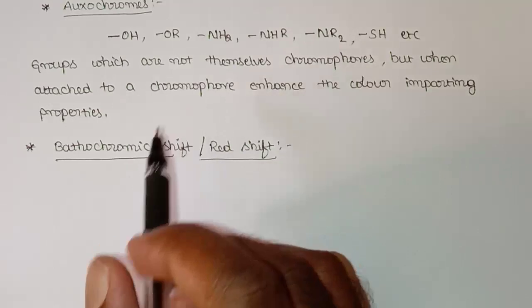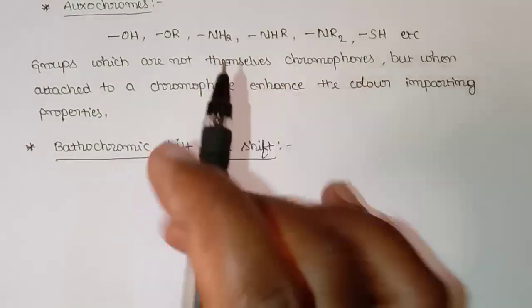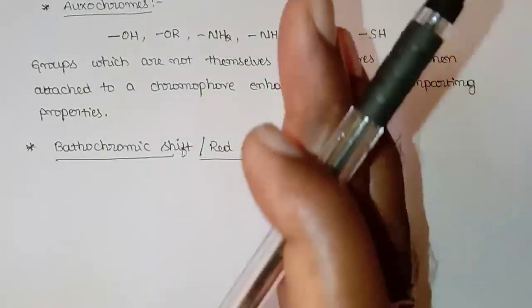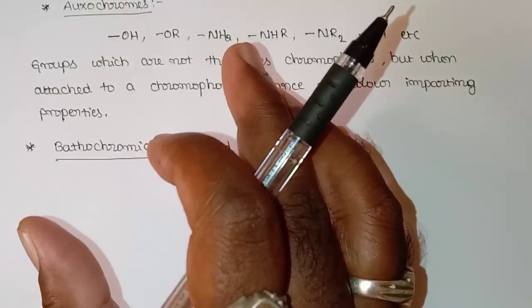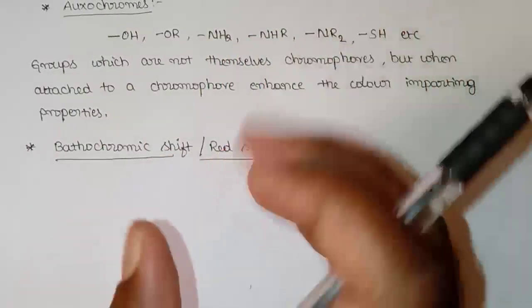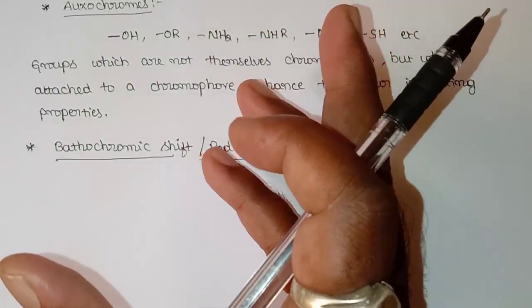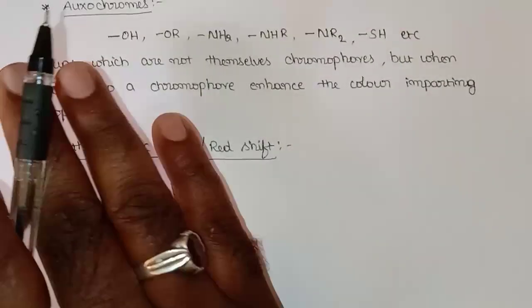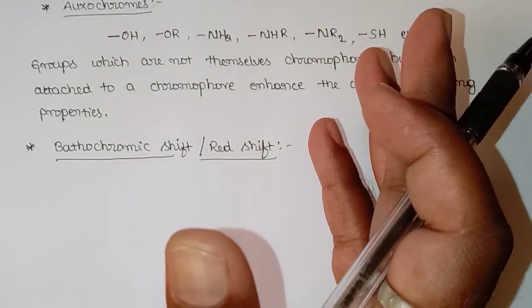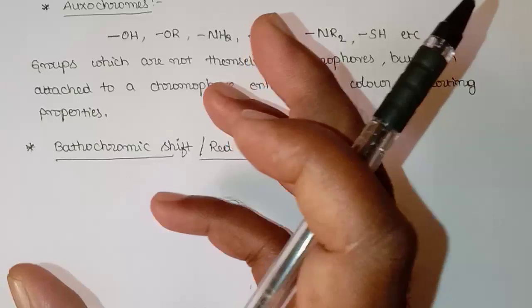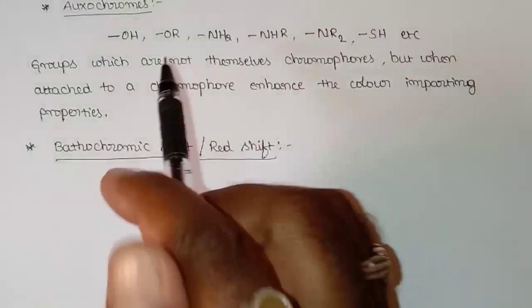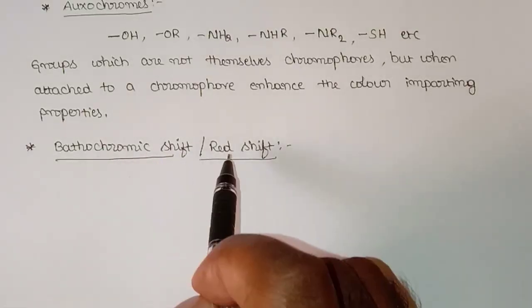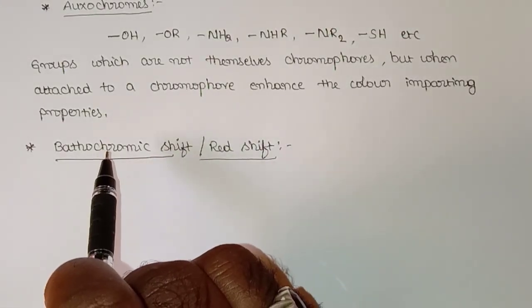The next factor is the bathochromic shift, which is also called the red shift. As we already discussed, the auxochrome is the group which will alter the lambda max of the chromophore molecule. The change in auxochrome in the molecule or change of solvent, if it shifts the absorption maximum, that is lambda max, towards the longer wavelength side, which is due to absorption of a lower amount of energy, such a shift is called a bathochromic shift, which is also called a red shift.